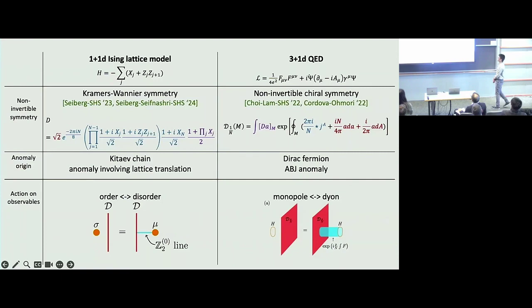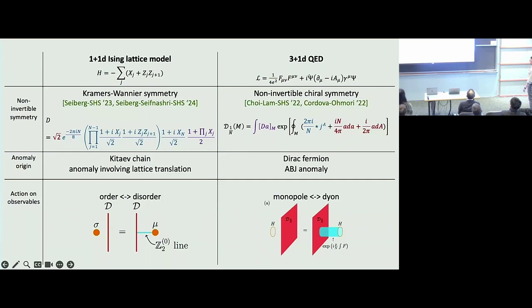But if you look at the symmetries close enough, they're actually surprisingly similar. Both of them have a non-invertible symmetry. In today's talk, I talk about this, but I didn't get the chance to talk about that. Now, let me compare these two non-invertible symmetries. Both of them contain an invertible piece.